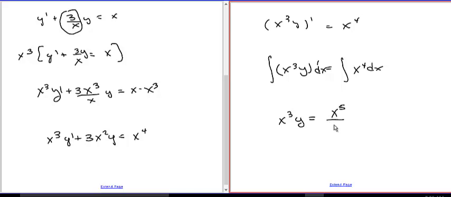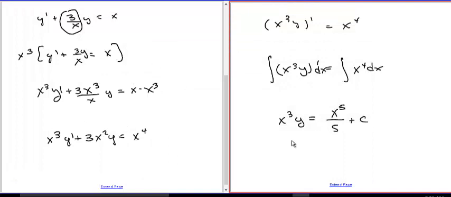So you get x to the fifth over 5 plus your arbitrary constant c. And then finally, you divide by whatever this integrating factor is in front of y. You divide every term by that. So this x to the fifth will become x squared, and c will become c divided by x cubed. So you always end up with this c over something or other. It's not just c by itself, but it's c divided by or multiplied by something.